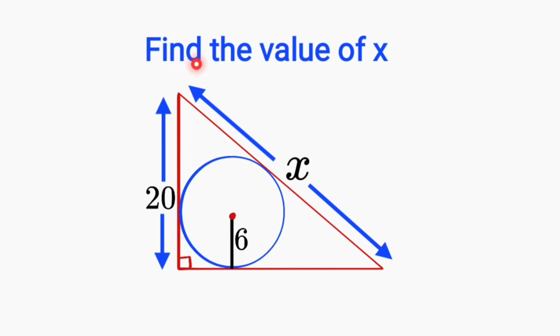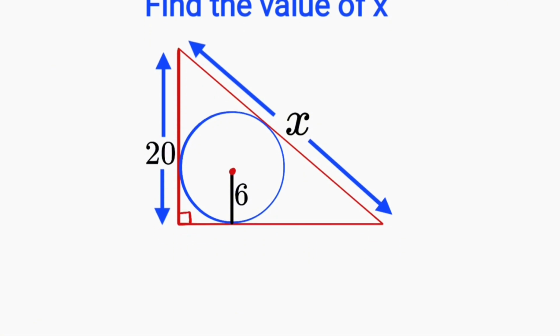We're asked to find the value of x in this given diagram. You can see that this is a right angle triangle with an inscribed circle of radius 6 units. The hypotenuse of the right triangle is x, and that's exactly what we are looking for, and the other side is 20 units. So what can you remember about Pythagoras theorem?